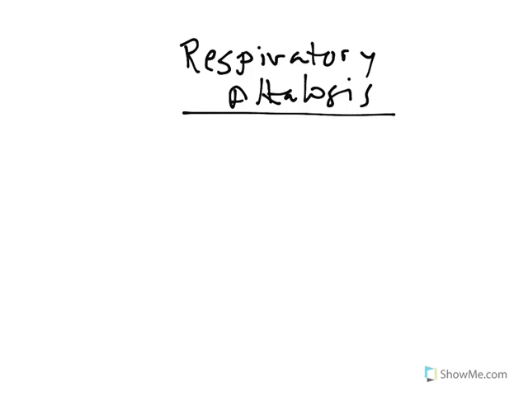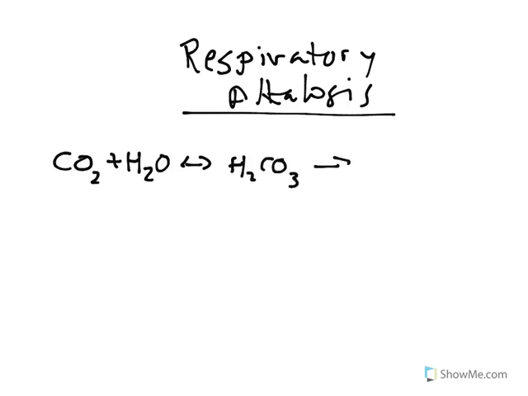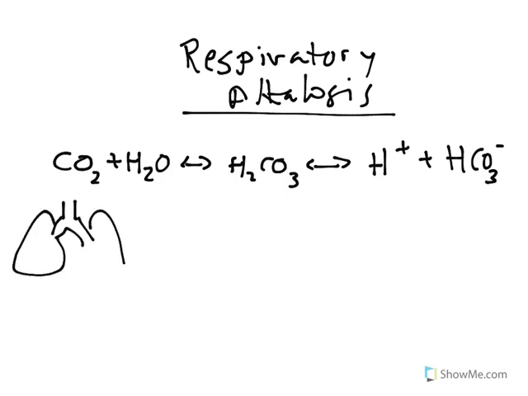So with this alkalosis, remember we got carbon dioxide reacts with water, forming carbonic acid, H2CO3, which dissociates into H plus and HCO3 minus ions. And of course we have our lungs here on this side of the equation. We have our kidneys on this side of the equation. And let's look at the causes.